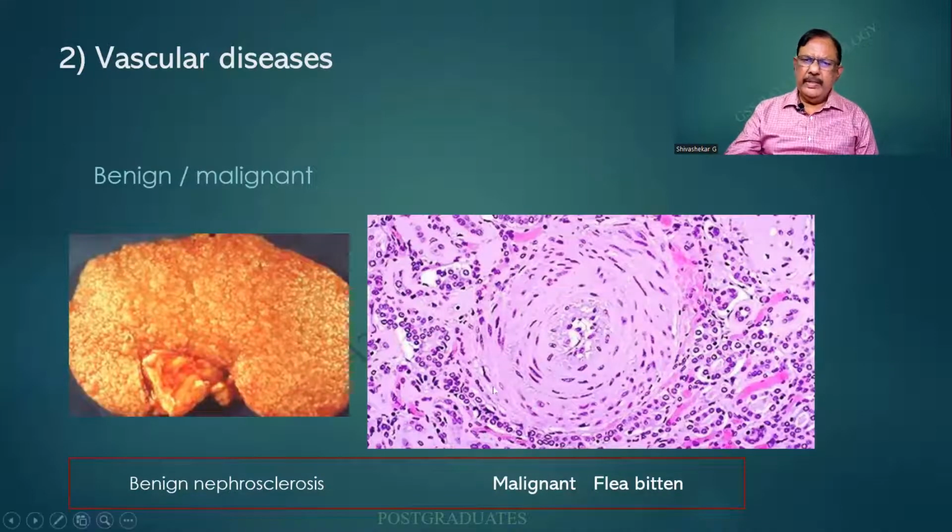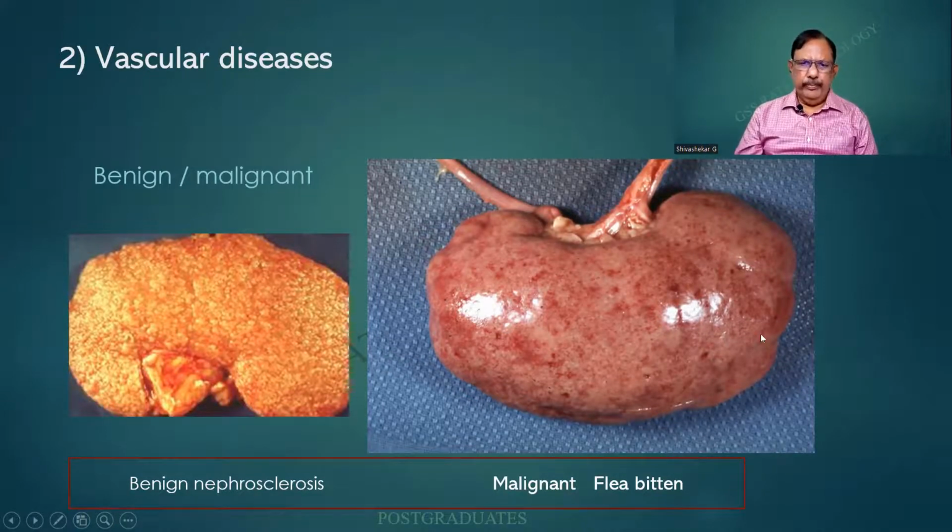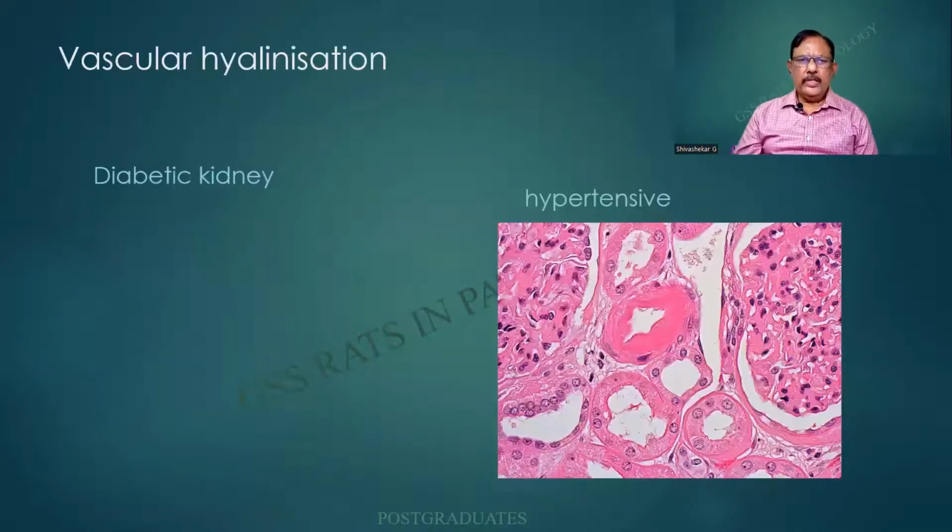Also, I find that there can be two features in the case of malignant nephrosclerosis. One is an onion skin appearance, or there can be a vasculitis with a necrosis, producing what is called as a flea-bitten kidney. Externally, I'll be able to find multiple punctate or ecchymotic patches on the capsule. This is not sufficient. What else do I have in the vascular diseases?